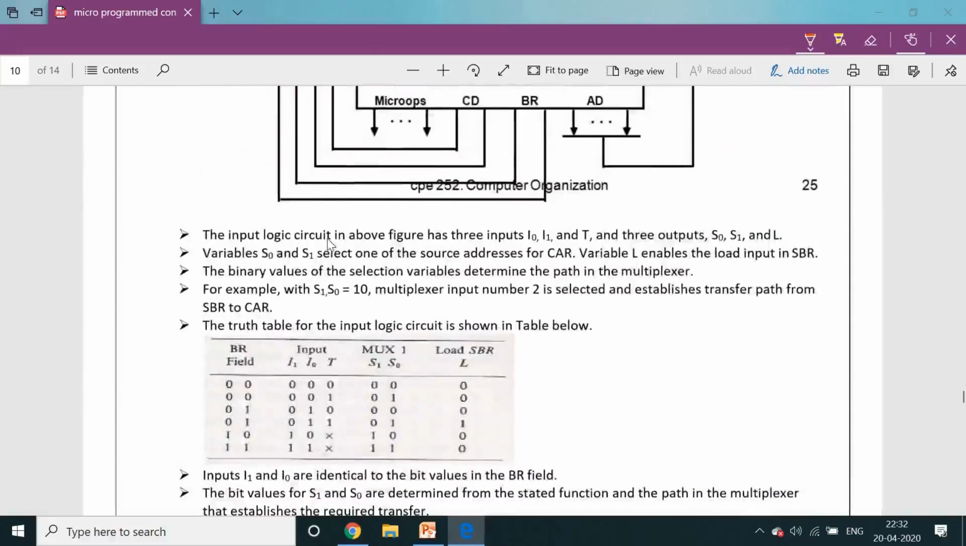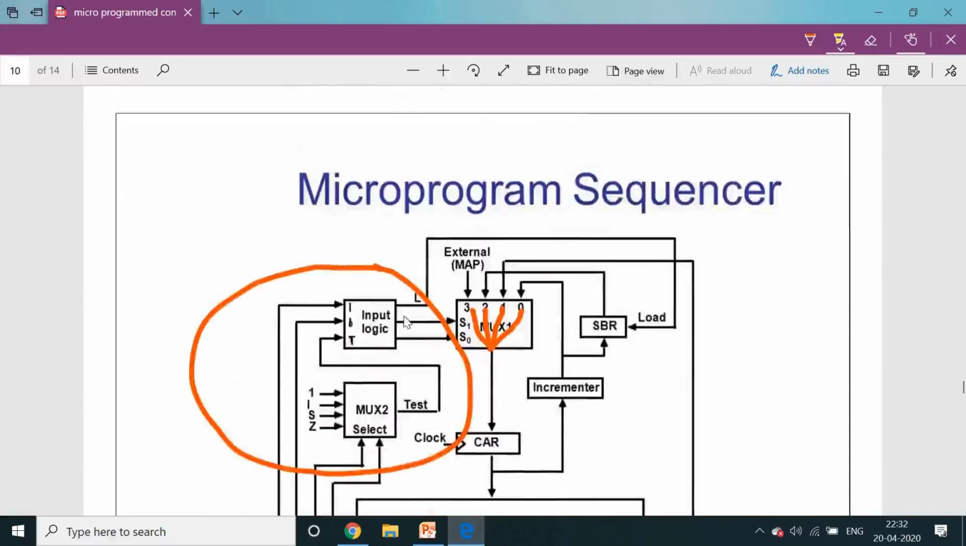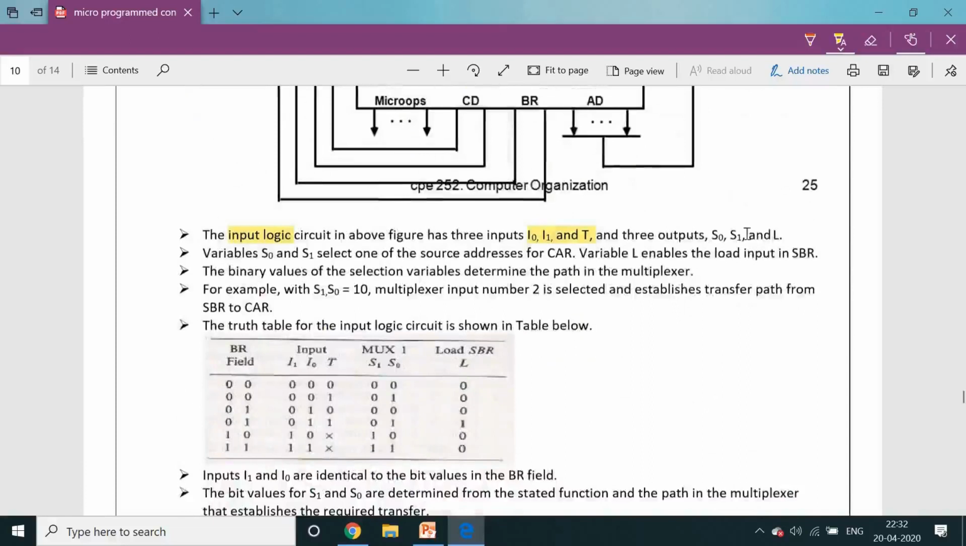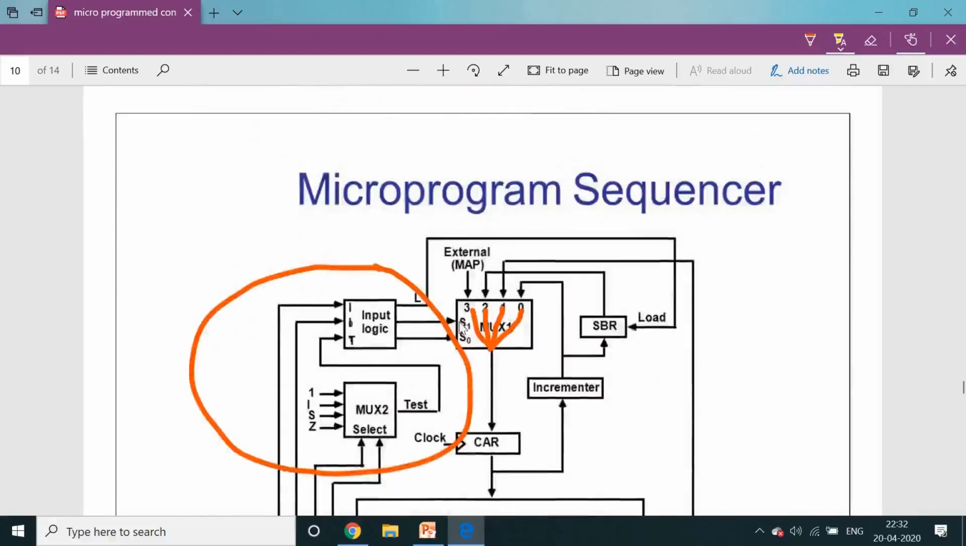This input logic circuit in the above figure has 3 inputs, I0, I1, T, and 3 outputs, S0, S1, L. These are S0, S1 and the loading control signal.